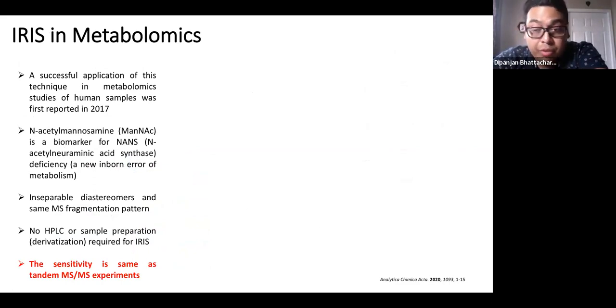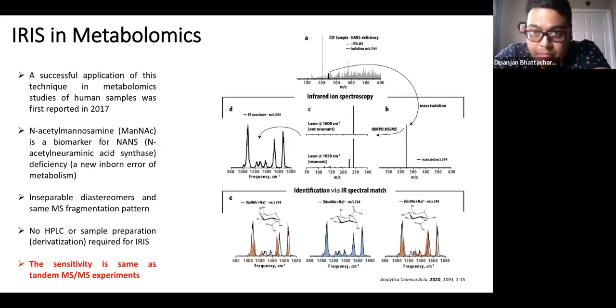It's a pretty good review on a lot of techniques that's been applied. So the first successful application in metabolomics was reported back in 2017 on human samples, where, actually, this picture will explain how you can do this. So they were detecting the N-acetyl mannosamine, which is a biomarker for N-acetyl neuraminic acid synthase deficiency, which is a newborn error of metabolism.